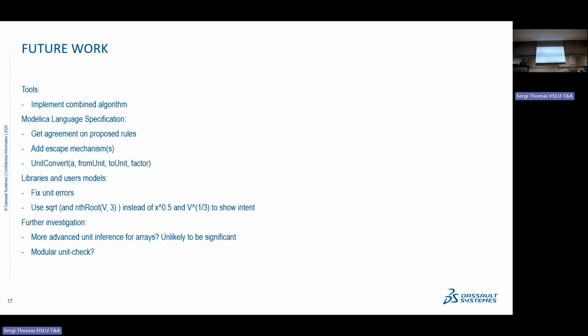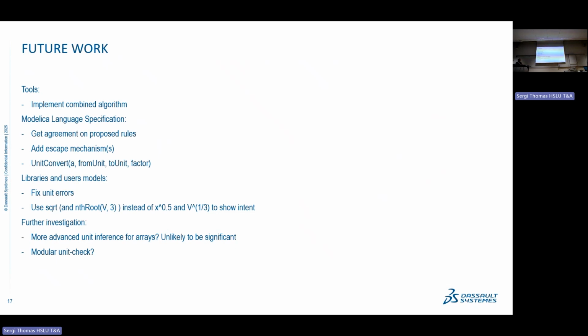So the future work now is, for tools, to implement this combined algorithm. For the Modelica language specification, it is to get agreement on these proposed rules and add an escape mechanism for various things, including the possibility to do unit conversions and declare that you are doing unit conversions in the model.